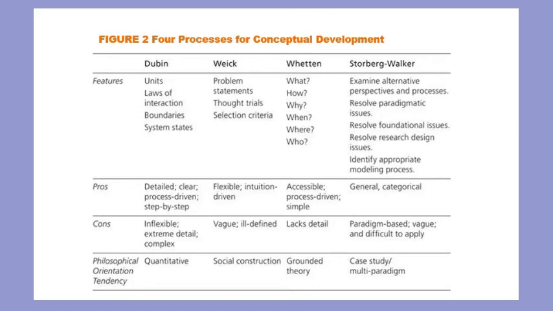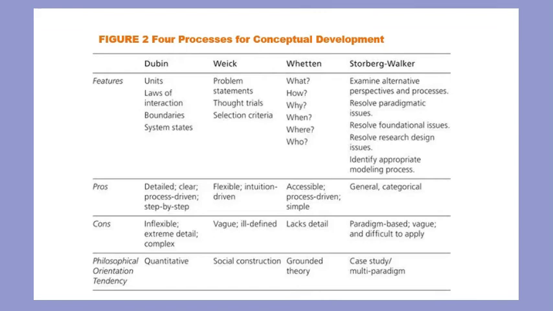And Stroberg Walker examine alternative perspectives and processes, right? Resolve foundational issues and so forth. Resolve research design issues, that kind of thing. Right, again, when we go to PRO, that's the second row, right? And Dubin talks about you have detailed, clear, process-driven step-by-step. You go to Wake, right? Flexible, intuitive-driven. If you go to Wetten, accessible, process-driven. And if you go to Stroberg, general and categorical.